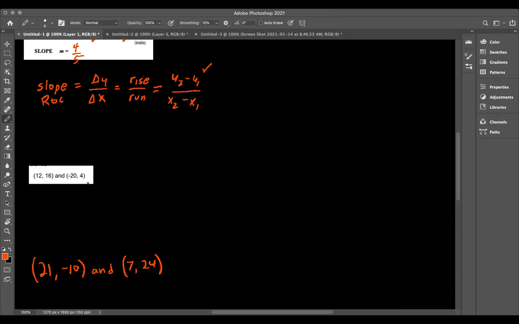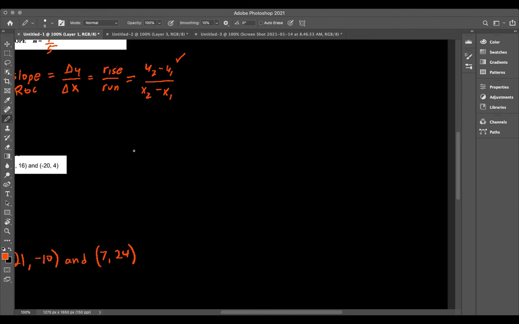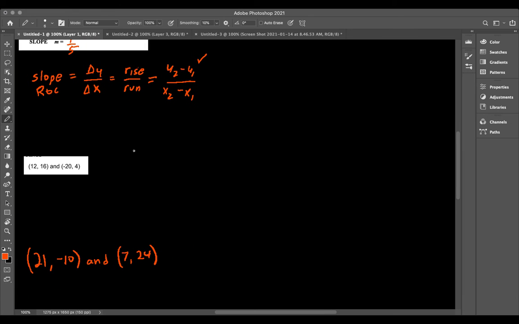All right, so we have two coordinate points. We have 12 and 16, that would be my X1 and Y1. And then we have negative 20 and 4, so this would be my X2 and this would be my Y2. I'm going to use the equation on the top here to find the slope of the whole thing. So, slope.